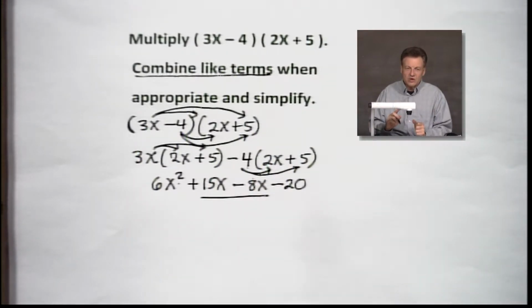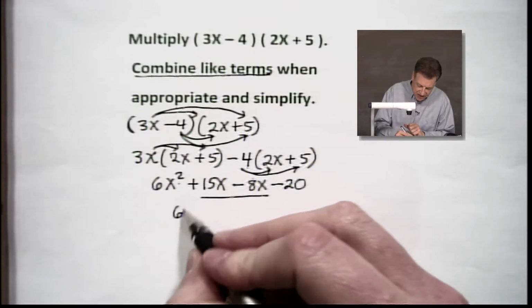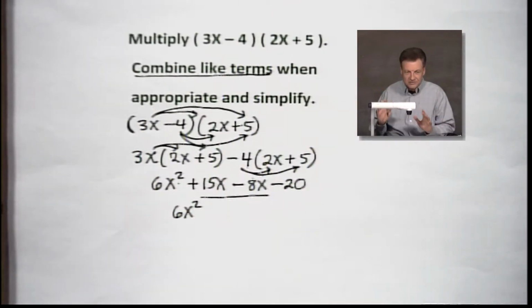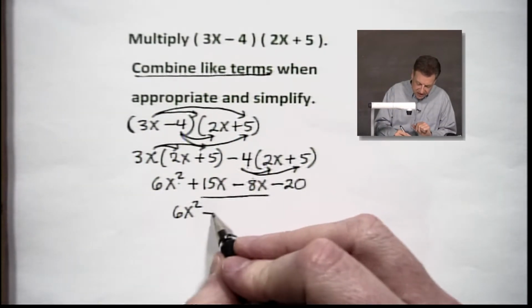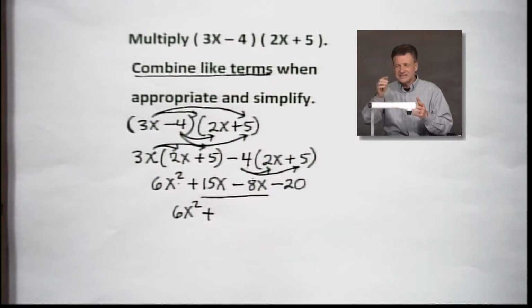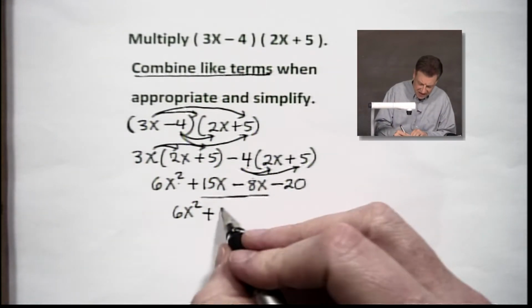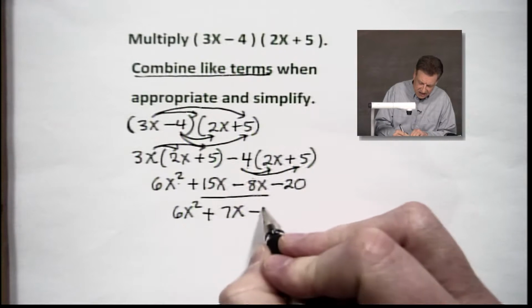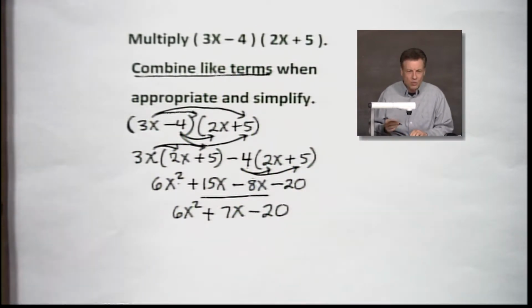That's the only thing that will come together. So we keep our 6x squared. They're their own kind out there. Now we're going to pick up and say, what is 15 minus 8? Well, that's easy, isn't it? We're going to get 7x. And last but not least, the minus 20.